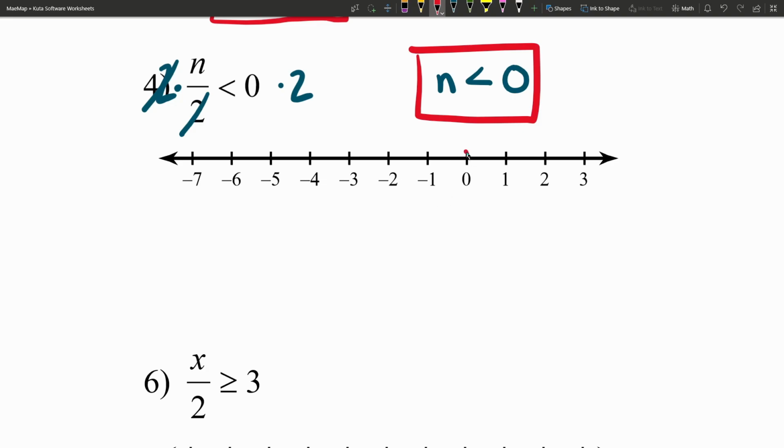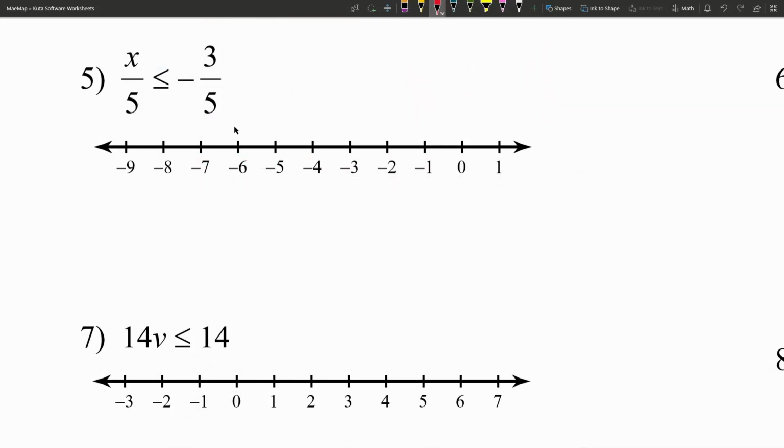And graphing it, we're going to circle 0, and n are values less than 0. So not filling in 0, but shading everything to the left. Moving right along to number 5, we have x over 5 is less than or equal to negative 3/5.